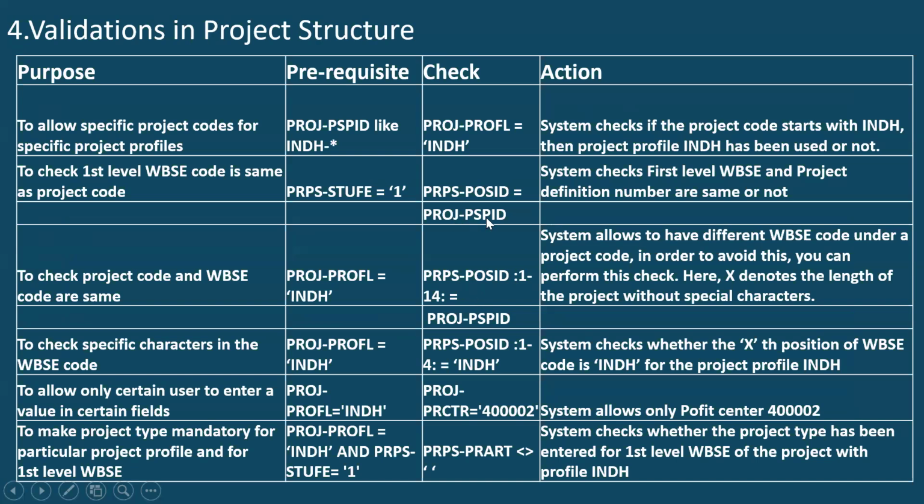So that is the reason I am validating here that PRPS of 1 to 14 must be equal to PROJ of PSPAD, right? Or I can also write PROJ of PSPAD of 1 to 14. It is the same. Either I can give the length, from where to start and where to end, or I can give directly the table and field reference, because it is 14 only. In the case of PROJ PSPAD, it will remain the same, so I can directly refer to PROJ of PSPAD here. That is the reason I wrote it. Or else, you can also write PROJ of PSPAD of 1 to 14.